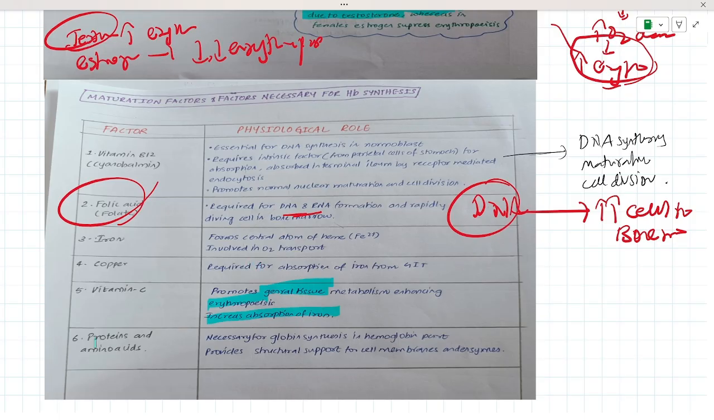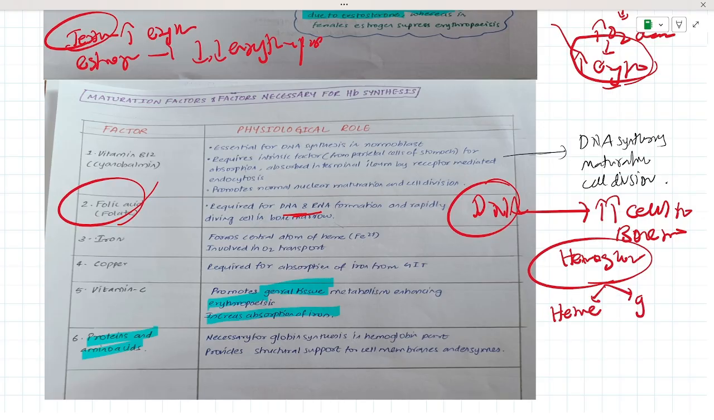Now, what is the role of proteins and amino acids? We all know hemoglobin. As the name suggests, it contains a heme part and a globin part. The heme part is from the iron, whereas the globin part is from the proteins and amino acids. So proteins and amino acids help in the synthesis of the globin part of hemoglobin. I hope you all understood the topic.